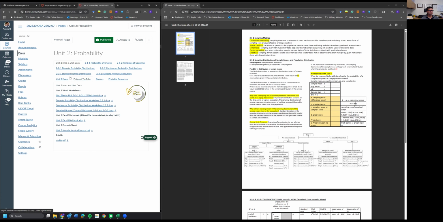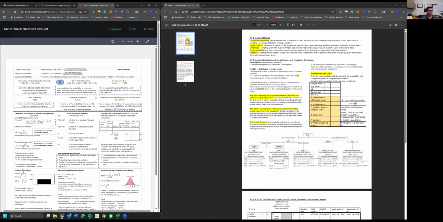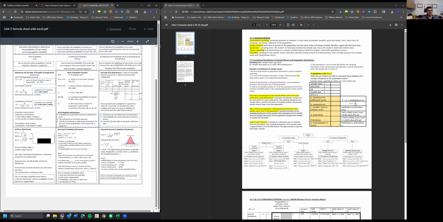Okay. Unit 2 formula sheet with Excel. Okay. And you see the Z-score right here. Z is equal to the value of the individual observation minus the mean. So you can see it right here in this box. I'm trying to highlight it, but in the bottom right-hand corner, there's Z equals X minus mu over the standard deviation. So just notice that that's what the Z score is for that. And so it's just slightly different than the Z-score over here.